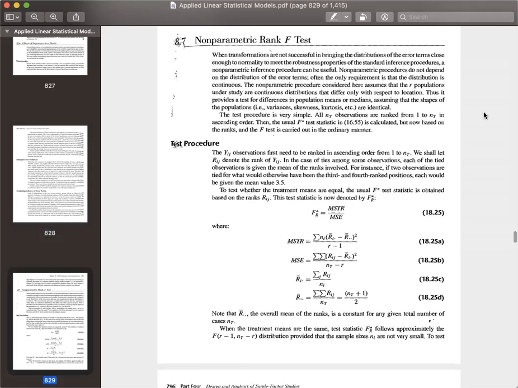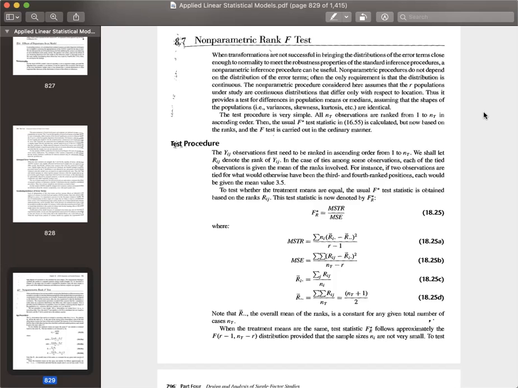Next, we move on to 18.7, the nonparametric rank F-test. When the transformations are not successful in bringing the distribution of the error terms close enough to normality to meet the robustness properties of the standard inference procedures, a nonparametric inference procedure can be useful. Nonparametric procedures do not depend on the distribution of the error terms. Often, the only requirement is that the distribution is continuous. The nonparametric procedure considered here assumes that the r populations under study are continuous distributions that differ only with respect to location. Thus, it provides a test for differences in population means or medians, assuming that the shapes of the populations, their variances, skewness, or kurtosis, are identical.